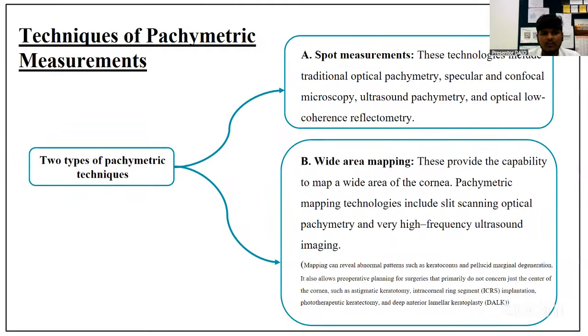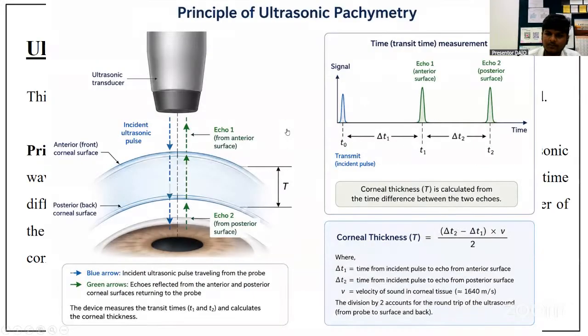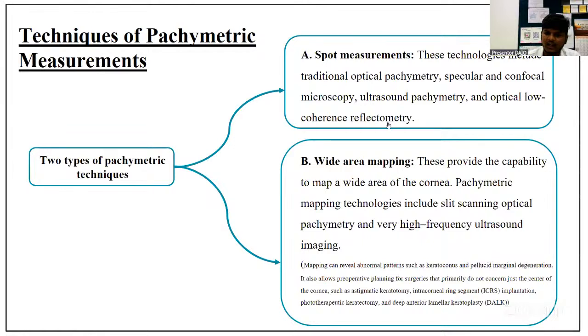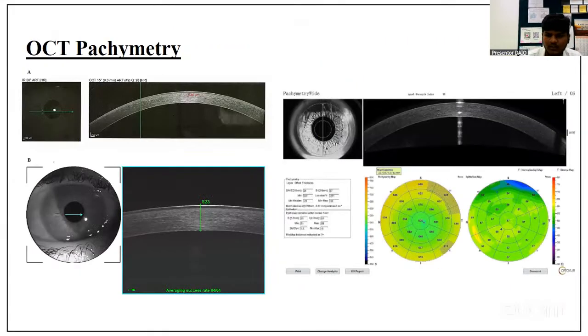The techniques of pachymetry measurement are also spot measurements and wide area mapping. In spot measurement, this only shows the value. In wide area mapping, we can have several images, and you can see these types of images in this wide type.